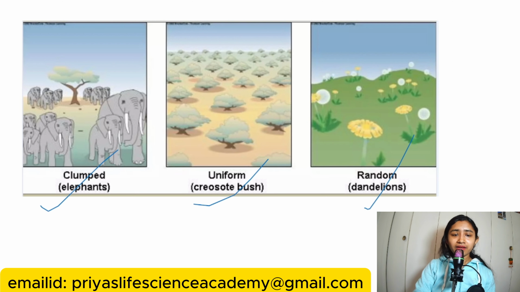Note that both clumped and uniform distribution show that individuals of the population are either interacting with one another, such as in clumped, or are actively repelling each other or competing with each other for the same limited resource. But in random distribution, no such cases happen. Here the environment is very uniform, the resources are spread all over the environment, so the individuals can randomly distribute themselves.